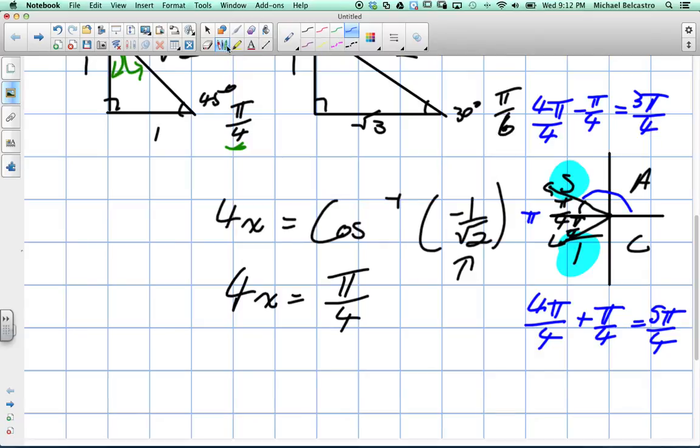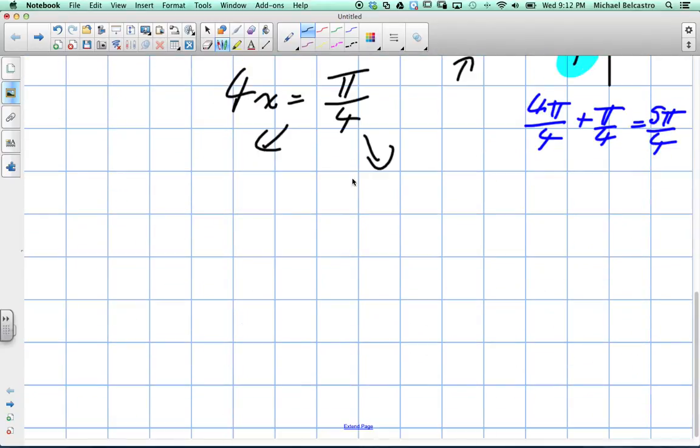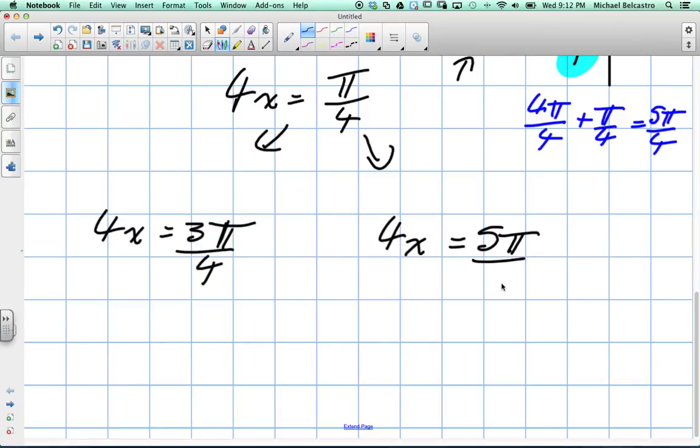So this is where our equation splits. These are our quadrants with our pi over 4. So we have 4x is equal to 3 pi over 4, and 4x is equal to 5 pi over 4, because those were the 2 quadrants where we were negative. Then from there, we isolate for x. So to isolate for x, we bring 4 over in both equations.